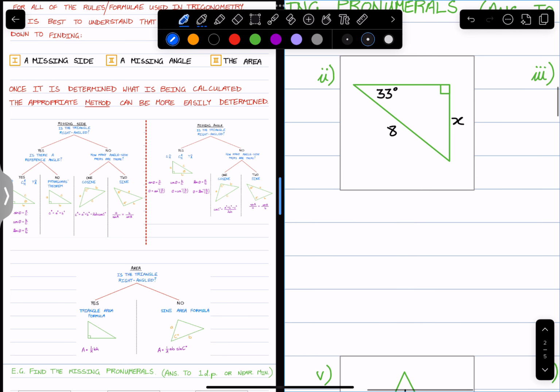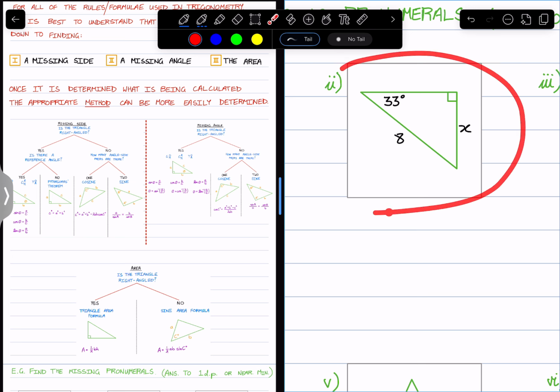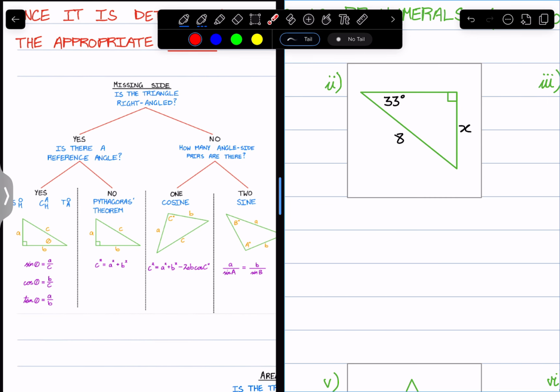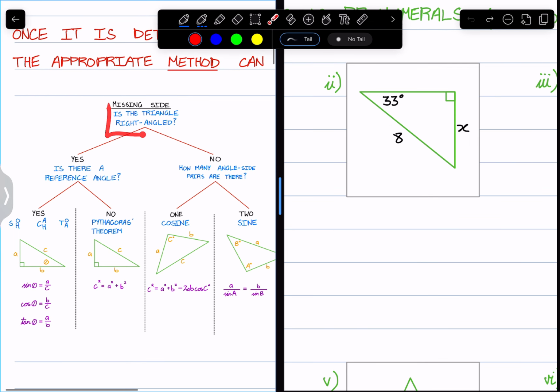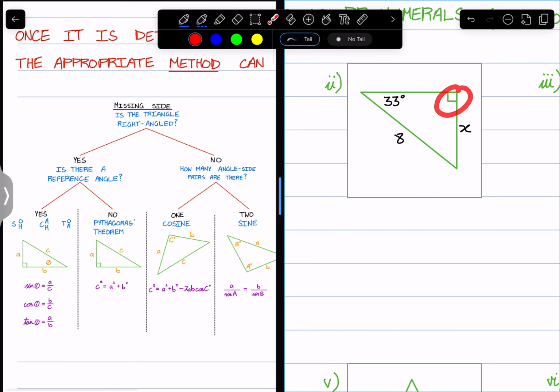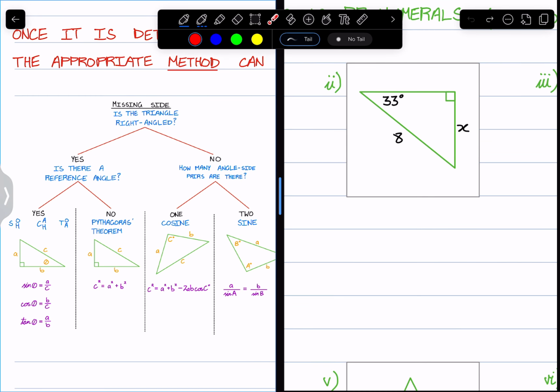Here we go. Now let's take a close look again. What needs to be calculated in this triangle? As you can see, the edge has a letter, so this is a missing side. So we're zooming in on the missing side. Then we ask ourselves, is this a right-angled triangle? Take a look. There's a right angle here, so yes, this is a right-angled triangle.